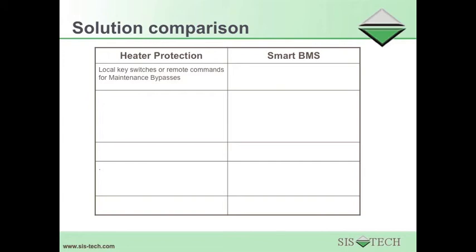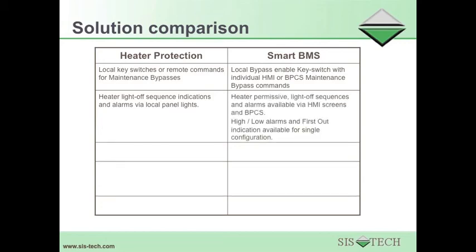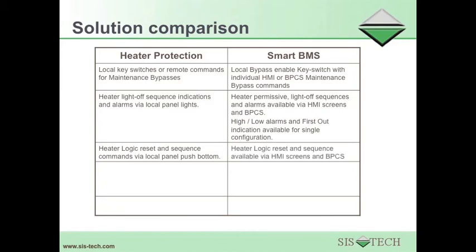We can see here a solution comparison between heater protection and the smart BMS systems. On the heater protection system, we have local key switches for maintenance bypasses, but on smart BMS solutions, we have one enabled key switch and soft maintenance bypasses via HMI. We have sequence and alarm indication via local panel lights on the heater protection solutions, but we have the same alarms plus diagnostic alarms available via HMI graphics. For the heater protection system, the logic reset and sequence commands are installed on the front panel using push buttons. On the smart BMS, all these commands are available via HMI.